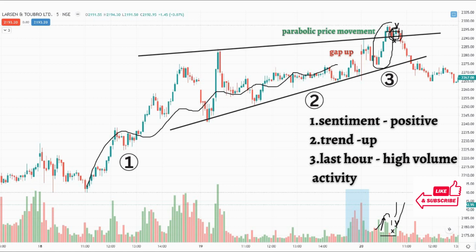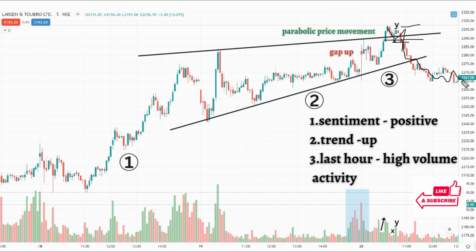Then we saw a structural breakdown. So we will enter short here, stop loss here, and see the huge downside movement after that. If prices open with a gap on the third day, the probabilities increase in our favor that prices could potentially reverse and move towards the downside.